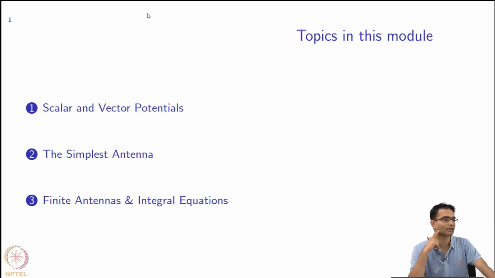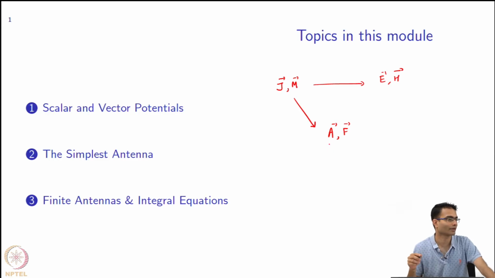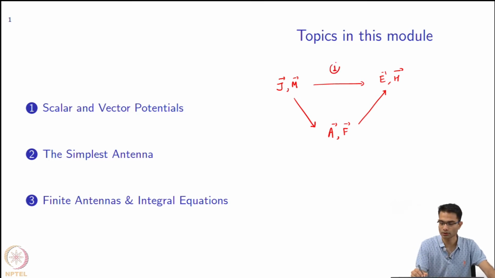So far what we have been seeing from Maxwell's equations is that if you give me current, I can calculate E and H. That is a straightforward route, right. So, you give me J and maybe even M if you have magnetic current, and out comes E and H. This is a standard route, but there is another route where you go from these currents, you calculate something else in between. These are magnetic and electric vector potentials, okay, and from here you go to E and H. So, these are two routes, this is route 1 and this is route 2.